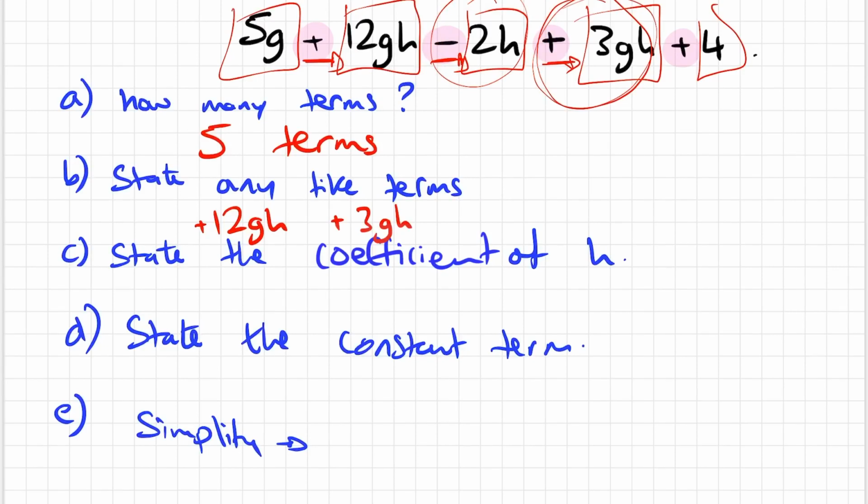So the coefficient of H, the numerical part, is -2. Remember, the sign sticks with the numeral. So we have here -2. That's the coefficient of H. And then it says state the constant term.